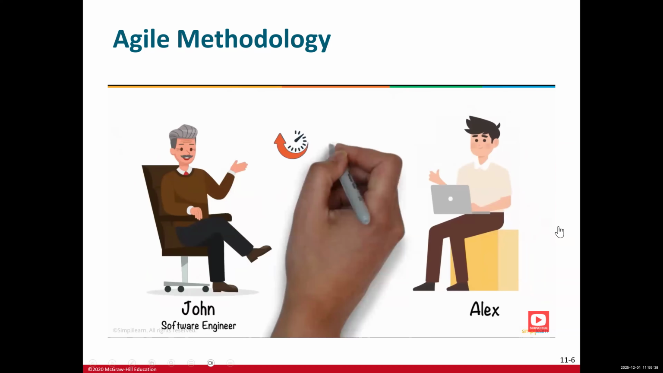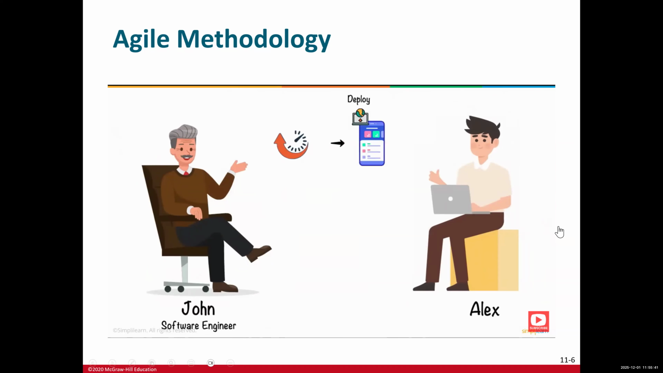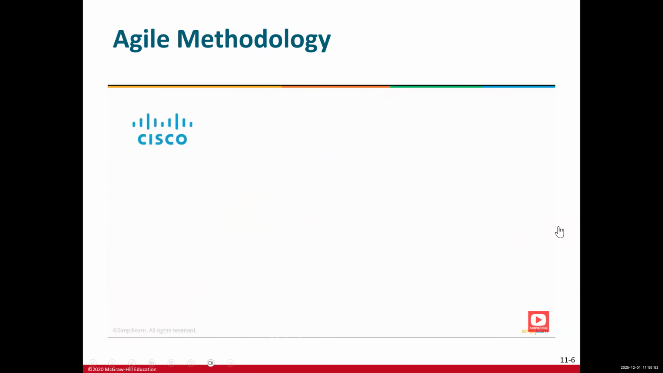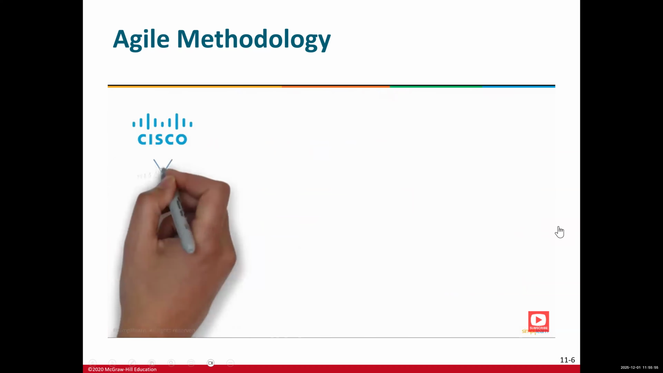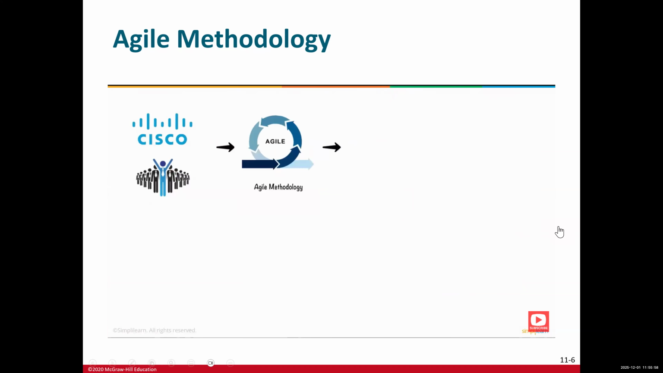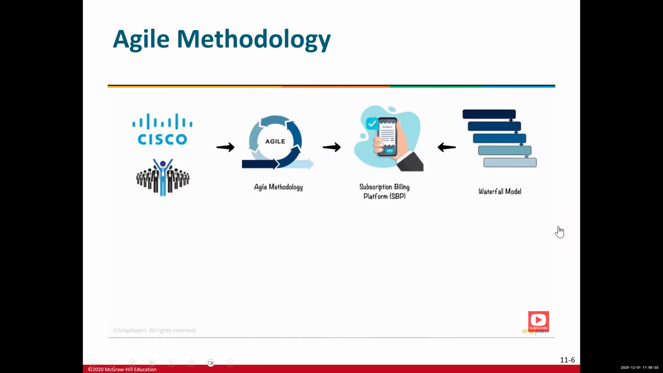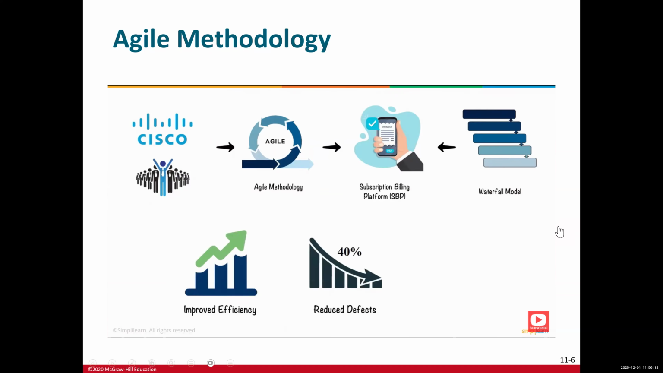John explained that downtime is a specific time frame allocated to deploy or update changes for a software product in a real-time environment. And this happens because most of the software we use today is developed using the waterfall model. For example, Cisco, one of the popular leaders in IT and networking globally, is using agile methodology for their subscription billing platform, SBP, as it was originally developed using the waterfall model. After adopting the agile methodology, Cisco's product improved its overall efficiency, where defects were reduced by 40% compared to the previous releases, and defect removal efficiency increased by 14%.